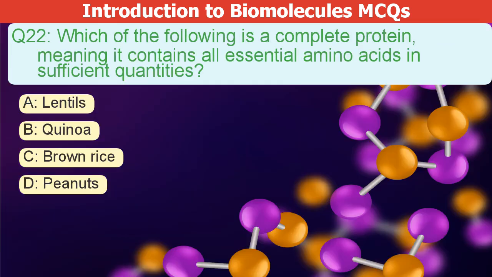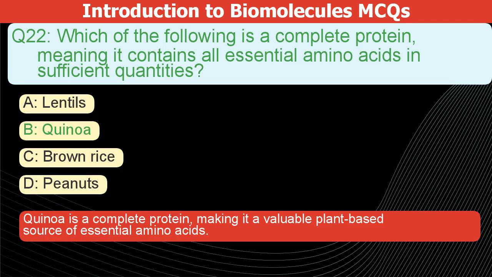Which of the following is a complete protein, meaning it contains all essential amino acids in sufficient quantities? A. Lentils. B. Quinoa. C. Brown rice. D. Peanuts. The correct answer is B. Quinoa is a complete protein, making it a valuable plant-based source of essential amino acids.